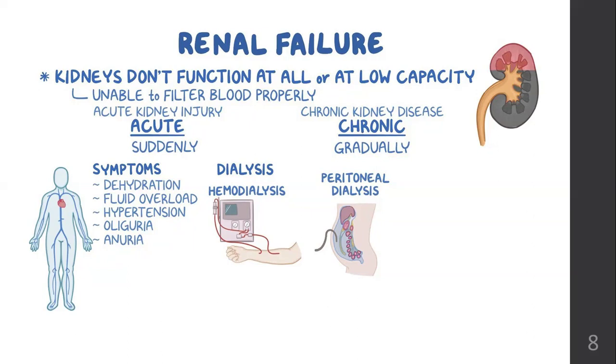So signs and symptoms: dehydration, fluid overload, hypertension, oliguria, which is a very small amount of urine, and sometimes anuria, that is no urinary output at all. The patient may require dialysis, either hemodialysis or peritoneal dialysis, based on what the nephrologist suggests according to the patient's condition.